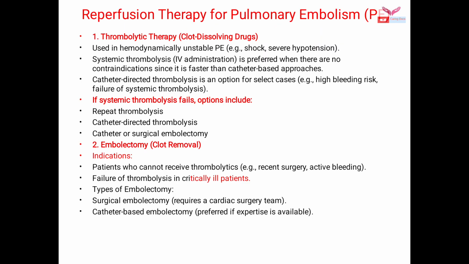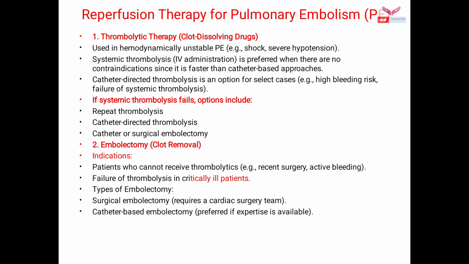Coming to the reperfusion therapy for pulmonary embolism, we use thrombolytic therapy, that is clot dissolving drugs. They are used in hemodynamically unstable patients, patients with shock or severe hypotension, as systemic thrombolysis. IV administration is preferred when there are no contraindications since it is faster than catheter-based approaches. Catheter-directed thrombolysis is an option for selected cases, for example, patients with high bleeding risk or failed systemic thrombolysis.